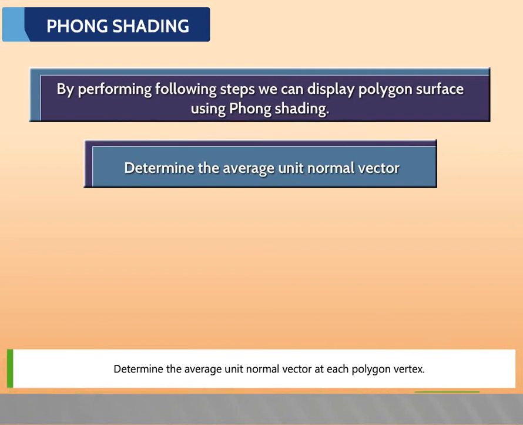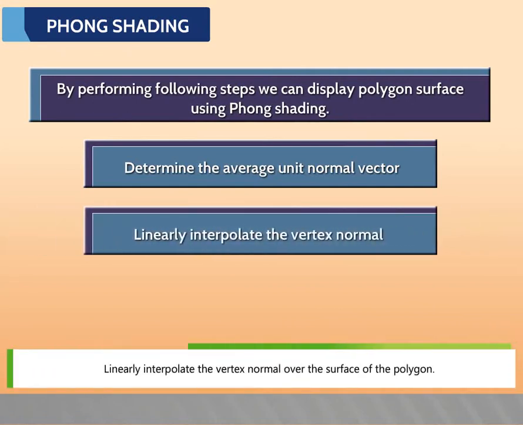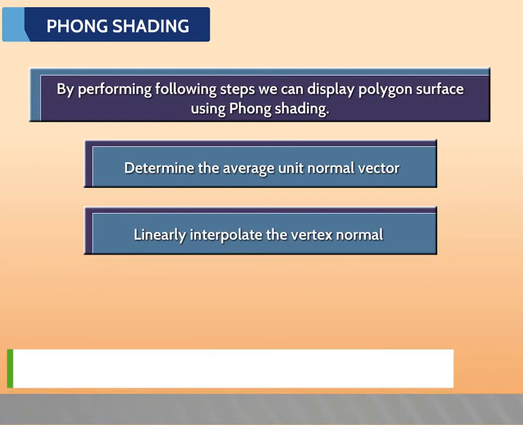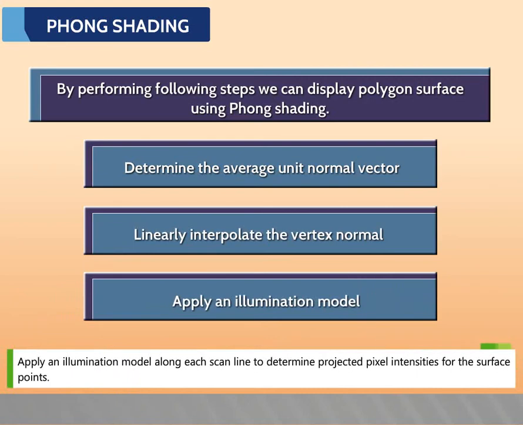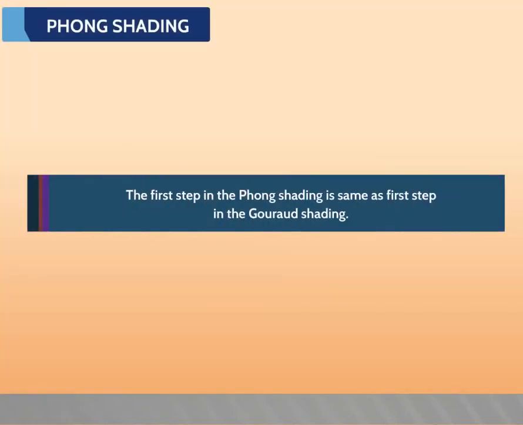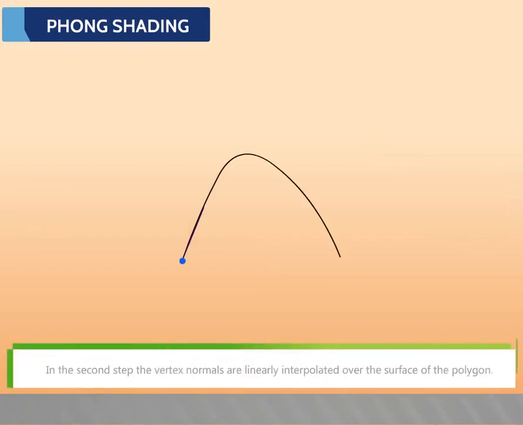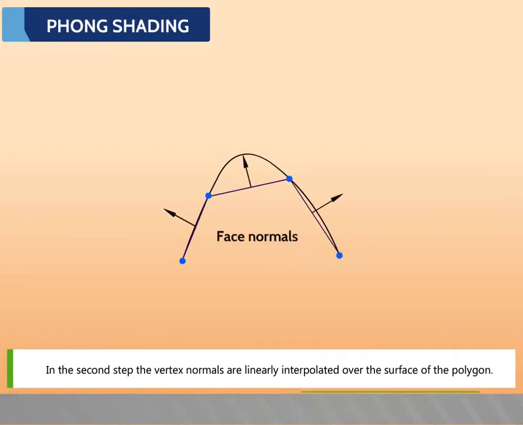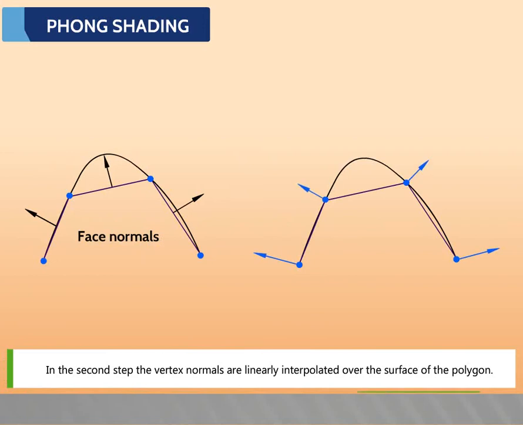Determine the average unit normal vector at each polygon vertex. Linearly interpolate the vertex normals over the surface of the polygon. Apply an illumination model along each scan line to determine projected pixel intensities for the surface points. The first step in Phong shading is the same as the first step in Gouraud shading. In the second step, the vertex normals are linearly interpolated over the surface of the polygon.